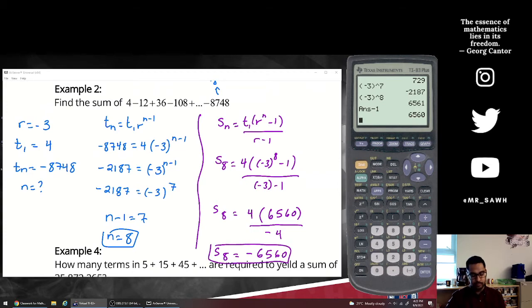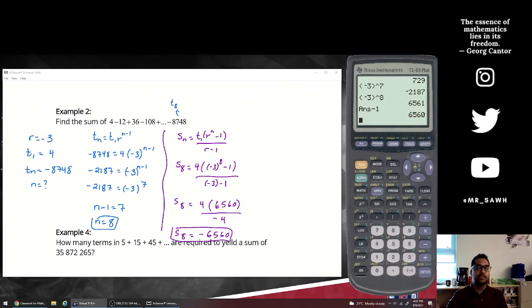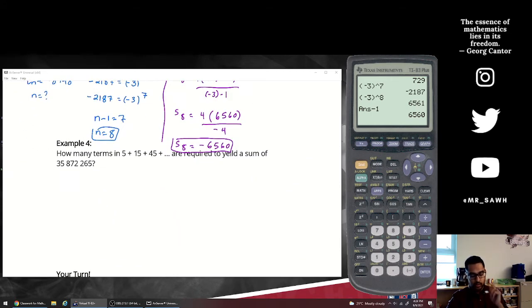Right, there's your sum. Okay, in order to use that sum formula, I just needed to know how many terms I had, which I could find using my general term formula. Okay, if you think about example 4, right, how many terms in this sequence or this series are required to yield a sum of, well, that's a big number, 35,872,265. So you're not going to sit there and add or multiply a bunch of times to get up to that number. That's just not efficient, right? We can be a little bit smarter about how we're going to approach this.